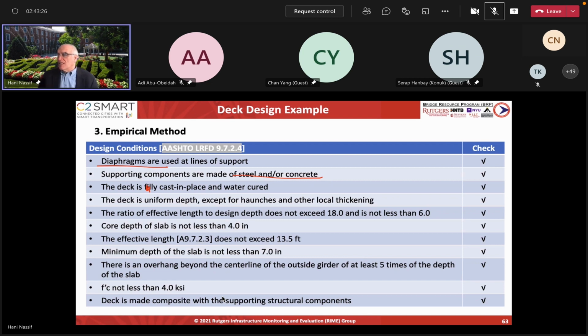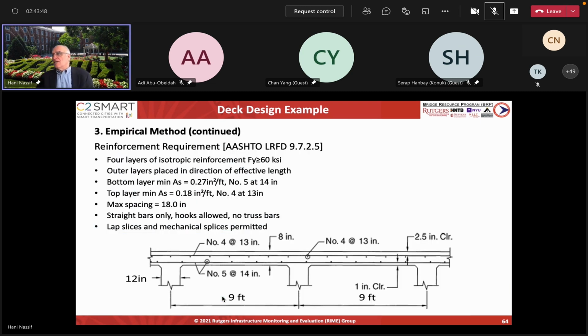Minimum depth of the slab is not less than 7 inches. There's an overhang beyond the center line of the outside girder of at least 5 times the depth of the slab. And f'c not less than 4,000 psi, and the deck is made composite with the supporting components. If all of these elements are satisfied, then you can use the empirical method, and then you just come up with a girder based on this information.